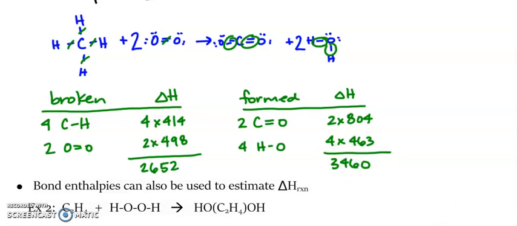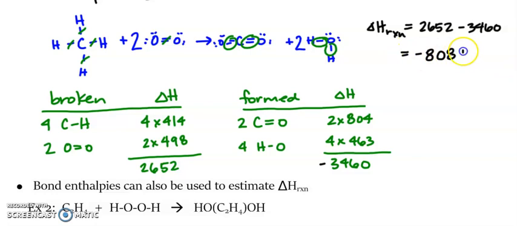So now, what is my delta H for my reaction? Well, my delta H for my reaction is going to be broken minus formed. Or you can think of adding them both up, but your formed is negative. So you're adding a negative, which is subtracting. So 2,652 minus 3,460, which gives me negative 808 kilojoules or kilojoules per mole.